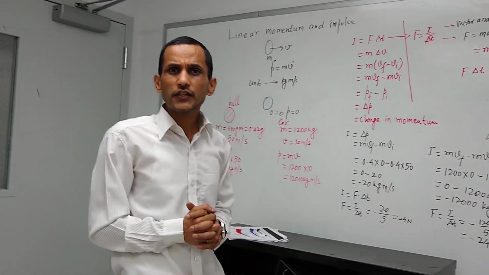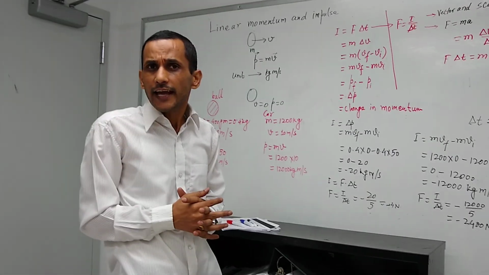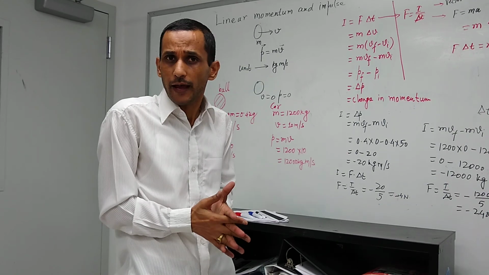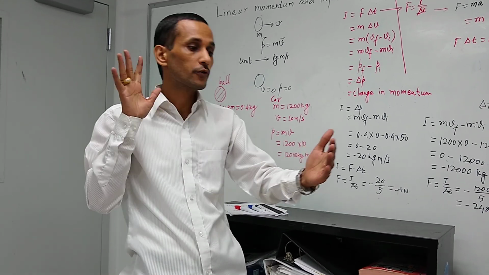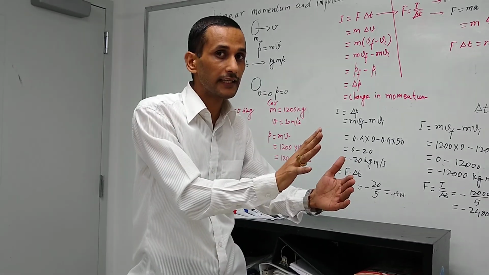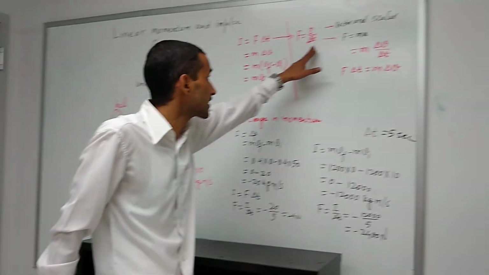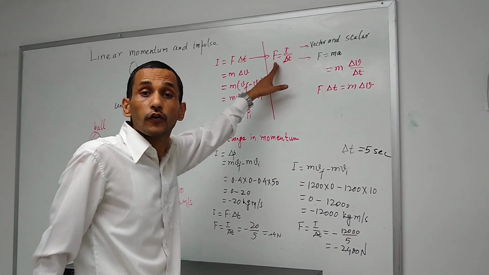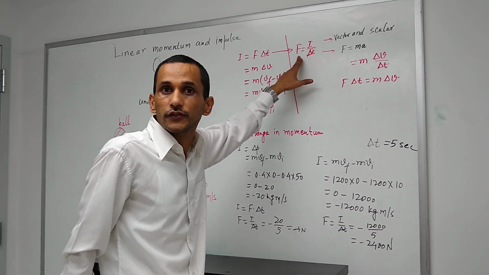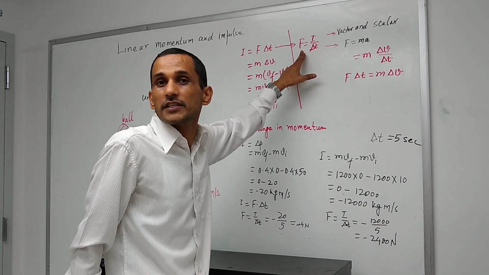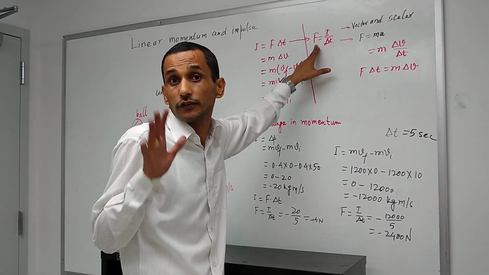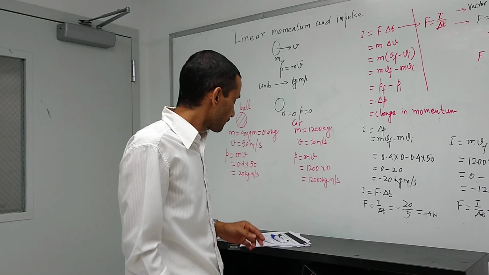The same thing applies in a car accident. They use an airbag. The airbag is spongy, so it increases the time of impact. So delta T is high, and you get less force, so you get less hurt. You may survive a car accident because of this airbag.